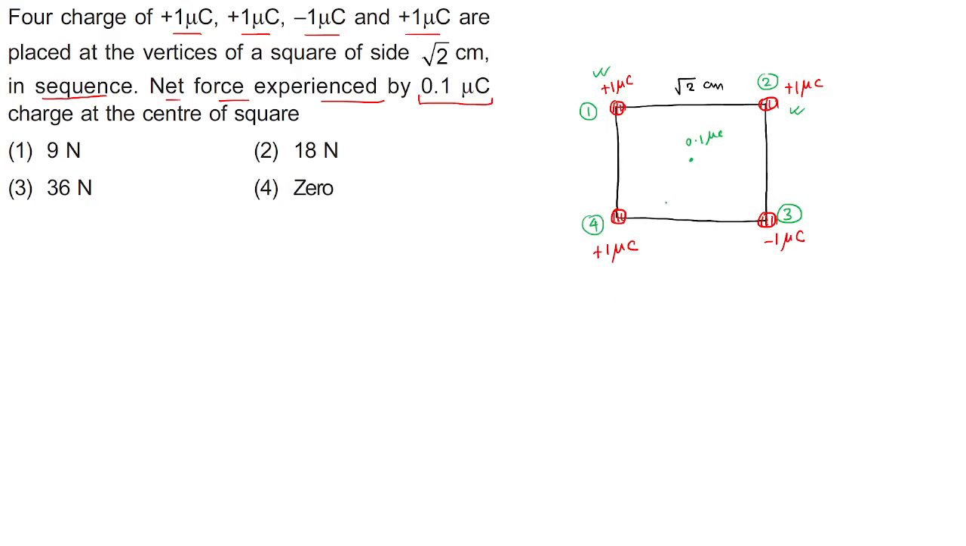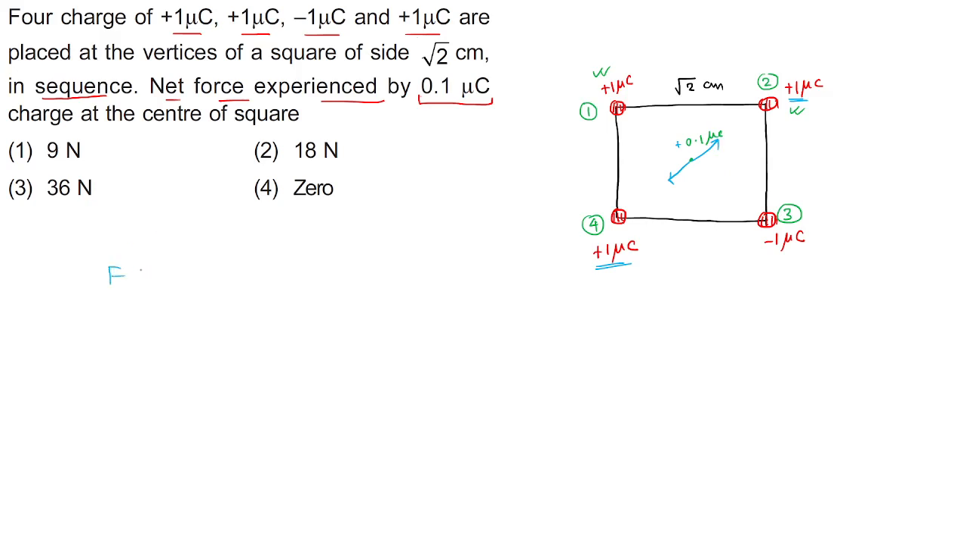Consider now the force exerted by charge particles number 2 and 4. Charge particle 2 is a positive charge, and the 0.1 microcoulomb charge is also positive, so this plus 1 microcoulomb will repel it in this direction. Again, charge number 4, plus 1 microcoulomb, will also repel in this direction, and the magnitude of the force will be the same.